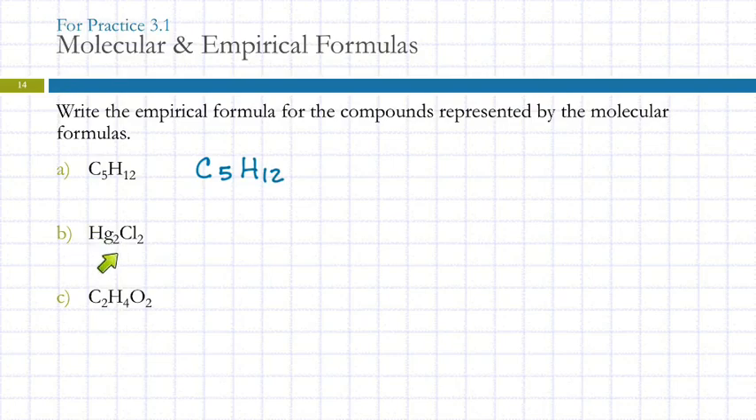How about this one, Hg2Cl2? HgCl. A ratio of 2 to 2 can be simplified to a ratio of 1 to 1. I'm taking the subscripts and dividing them by the same number. The third one, C2H4O2. CH2O. I divide all those subscripts by 2. I don't write the 1 here, but it's understood. So I've got one carbon to 2 hydrogens to 1 oxygen. That's the empirical formula. Any questions?